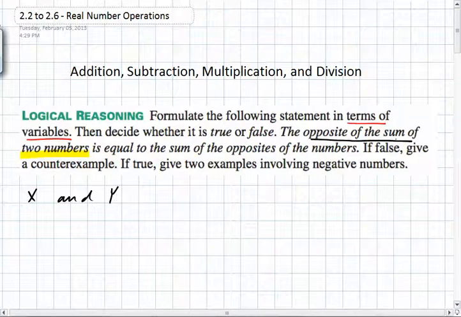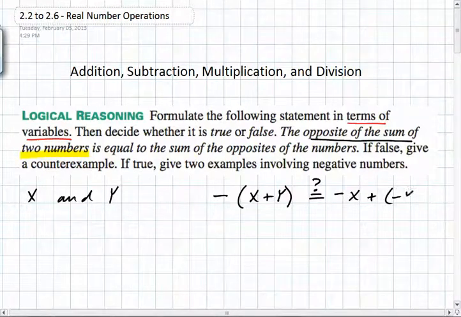So the opposite of the sum of the two numbers is going to be the opposite sign, negative, of the sum of the two numbers. That is the opposite of the sum of two numbers. And we're testing to see if it's equal to the sum of the opposites of the numbers. So what that means is the opposite of each number added together.